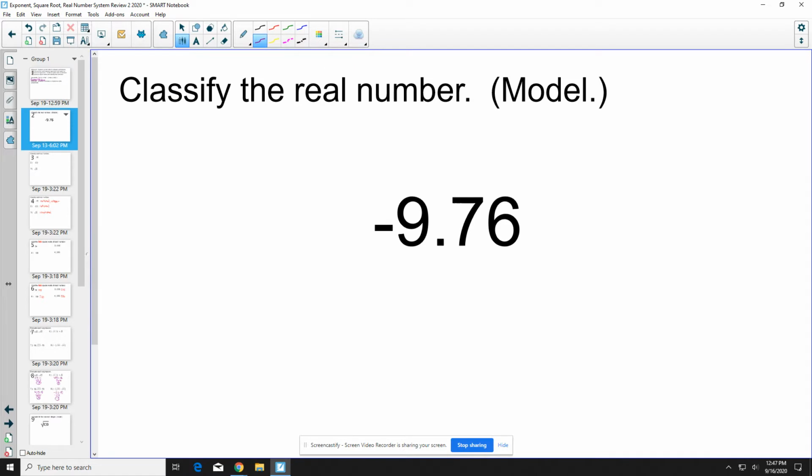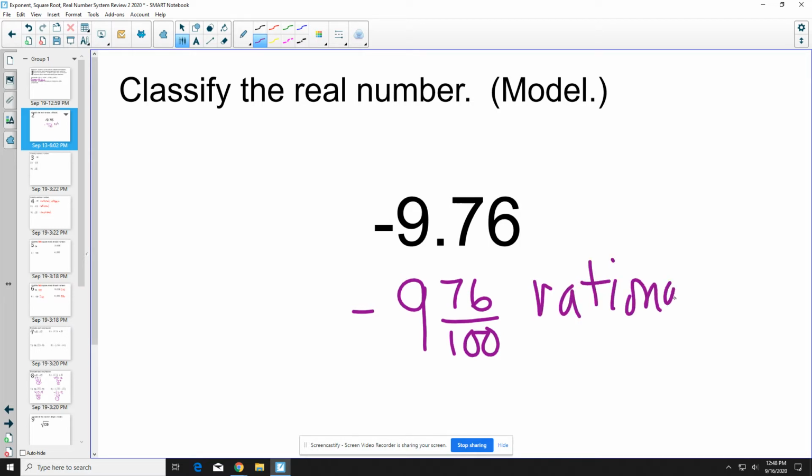All right, so I want you to look at the first problem, and you don't need to write this down, but just watch. First thing we have to be able to do is classify our numbers. So when I classify negative 9.76, I ask myself, can I make this a fraction? Well, yes, I can. This is negative 9.76 over 100. So I know if I can make it a fraction, it is a rational number. So I also have to ask myself, is it an integer? No, it's not, because it has a fraction part. And it's not a whole number because it has a fraction part. And it's not a natural number because it has a fraction part. So when I classify this, this would just be rational.